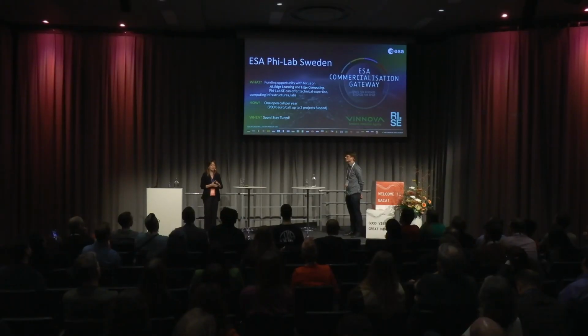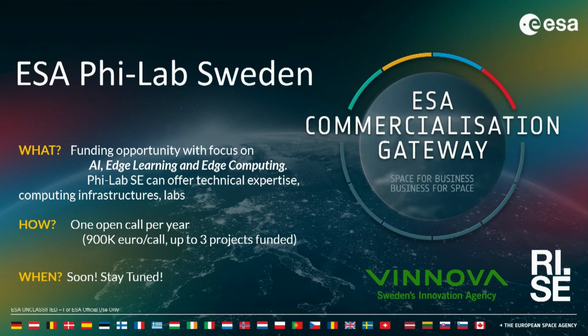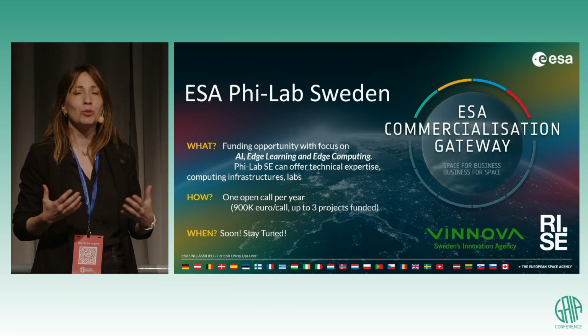And then finally, I want to tell you about this great initiative that just started last week, which is called ESA PhiLab Sweden. It is an initiative driven by ESA, which wants to establish a PhiLab network in Europe. So each member state is going to hopefully open a PhiLab focused on a different area. The one in Sweden will be focused on AI, edge computing, and edge learning in space and for space. And what this initiative is about is essentially to distribute funding.